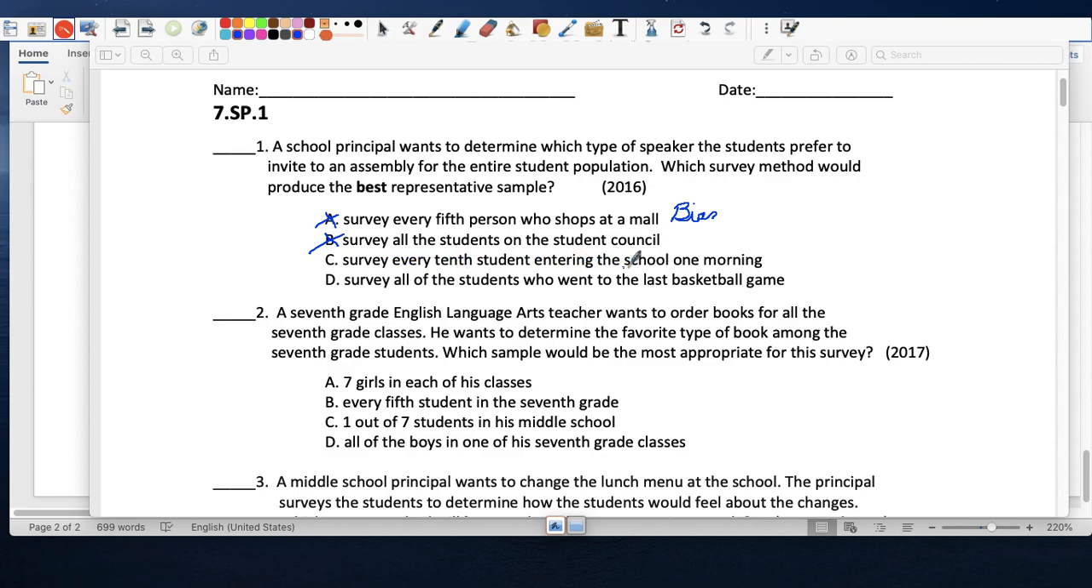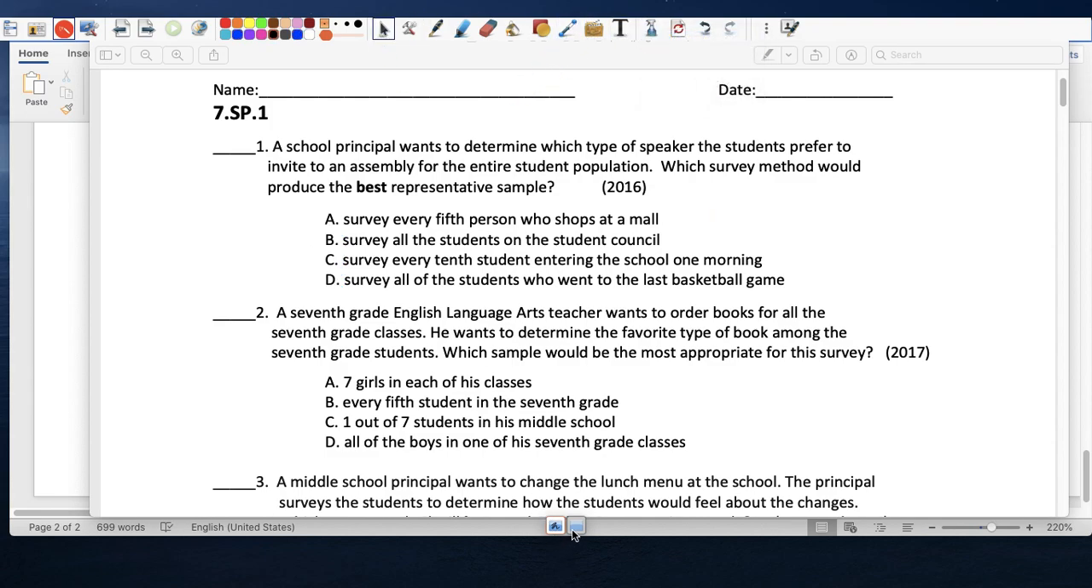Survey every student entering the school one morning. That looks a little bit more representative of the entire population. It's not biased. And survey all the students who went to the last basketball game. No, because then you get only people who like basketball. So C is the best answer.